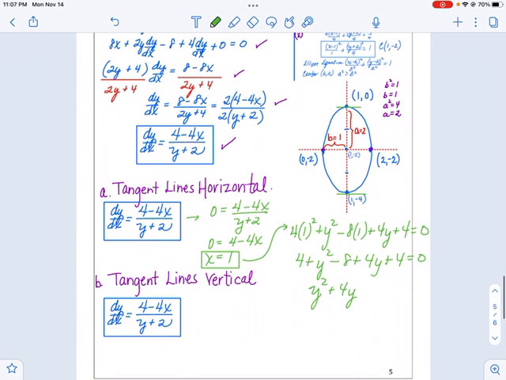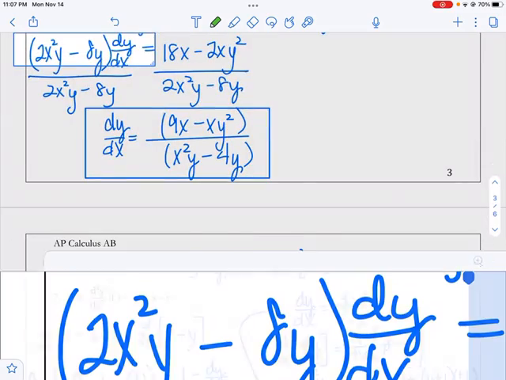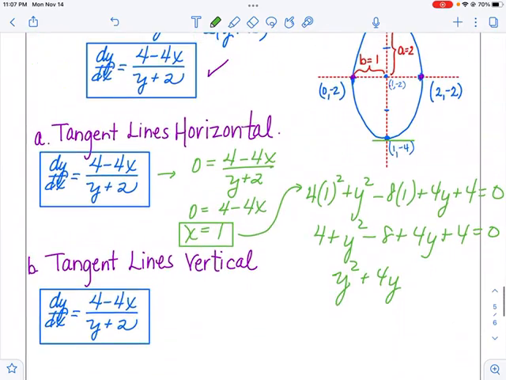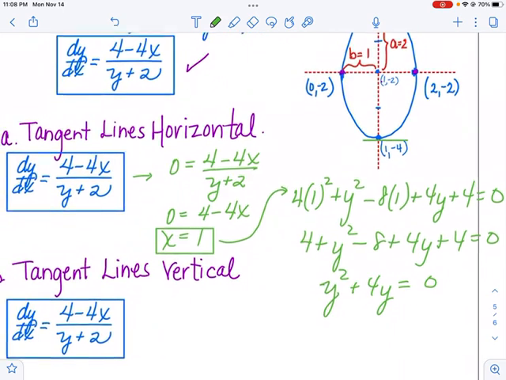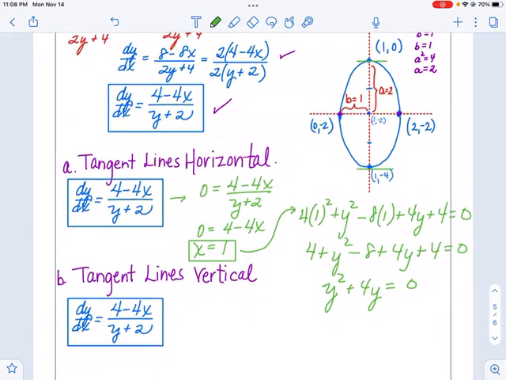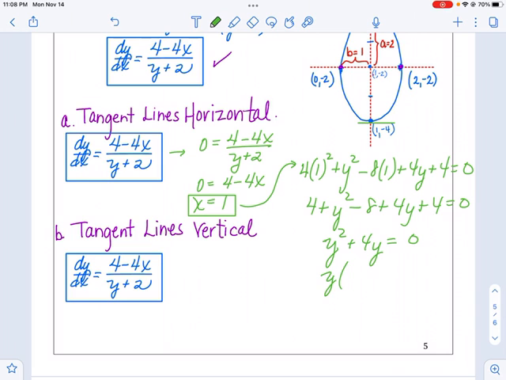So did I do everything right there? 4 times 1 squared plus y squared. Oops, sorry. y squared minus 8 plus 4 plus 4. I guess that's all we get, like this, right? And then it seems like something's off there because I probably should get 0, and I do. 0 and negative 4. So we factor out a y, and then we get y plus 4 equals 0.